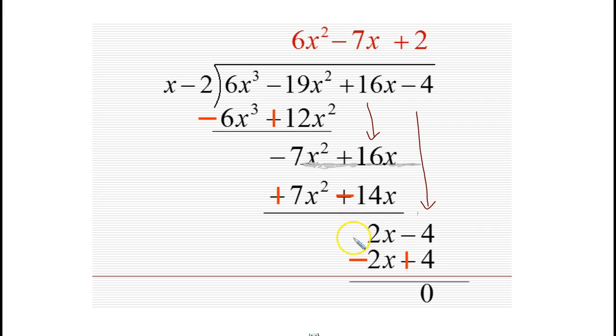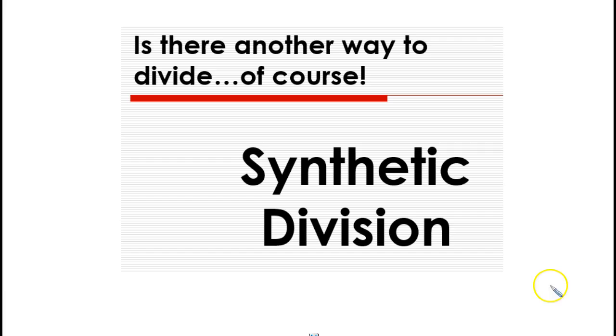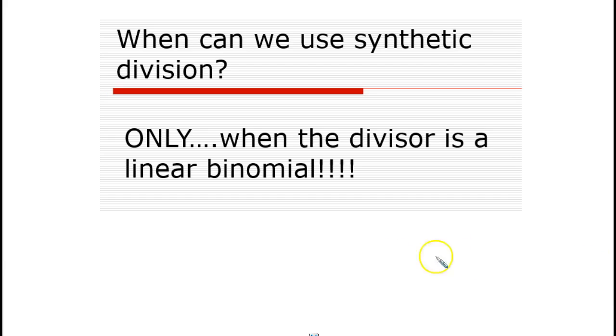So we want a process that's a little more streamlined, and we have a process. There is another way to divide, and it is called synthetic division. Synthetic division is a process that we use to divide when the divisor is a linear binomial. So you have to be dividing by something that is linear with two terms, like x plus 2, or even 2x minus 3. As long as we're dividing by a linear binomial, then we can use synthetic division fairly easily. That's when it really is the right thing to use for division.